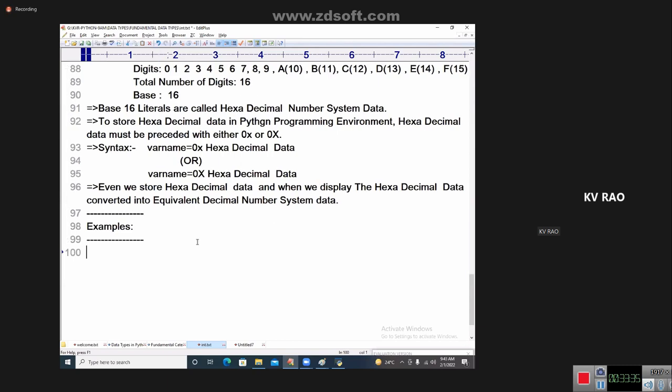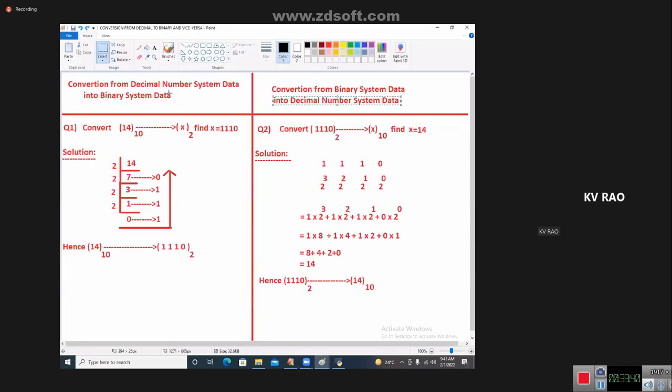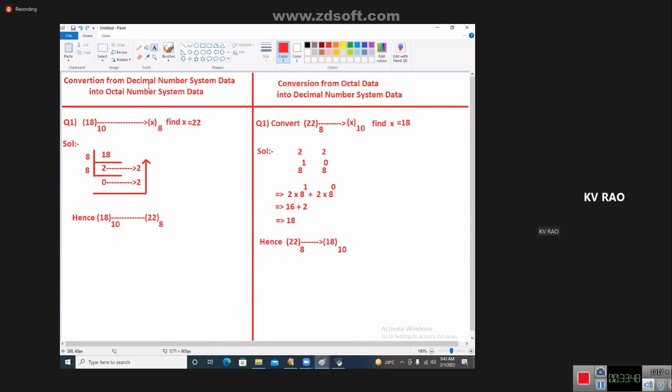So coming back to the point, I am giving the example part. As we discussed here, decimal number system to binary, and next binary number system to decimal. As we have on the next screen, decimal number system data to octal number system data, and next octal to decimal number system data. Like that we are going to convert.